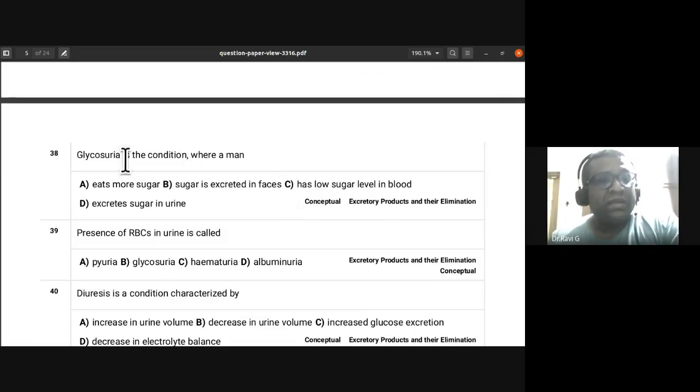38, glycosuria is the condition where a man eats more sugar, sugar is excreted in feces, has low sugar level in blood, excretes sugar in urine. So glycosuria is a condition where a man excretes sugar in urine.